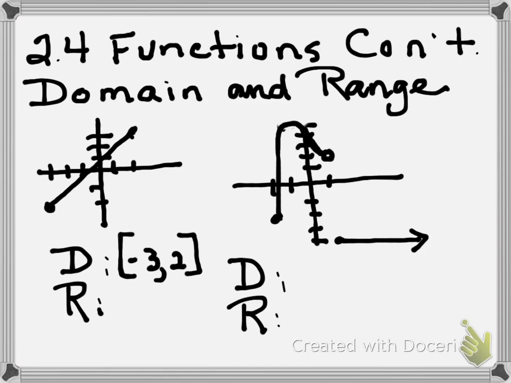If we look at the range, it's going up and down. -2 is the lowest point, and +3 is the highest point. So going up and down, this goes between -2 and +3 inclusive.